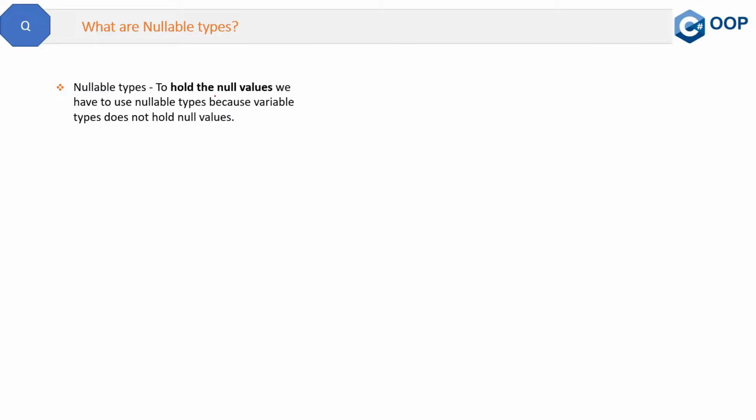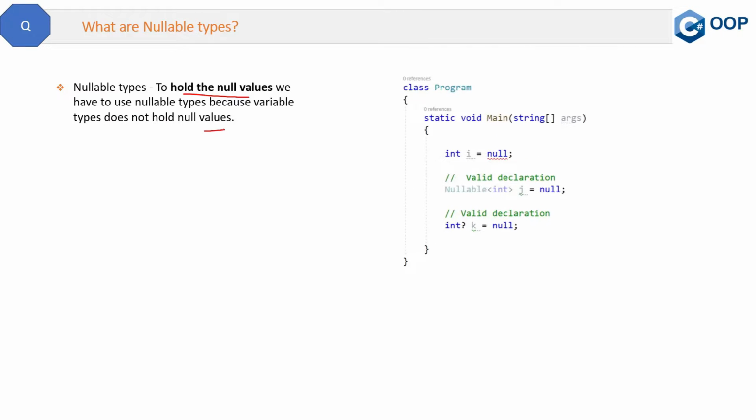To hold the null values, we have to use nullable types. So it's short and simple: to hold the null values, because value types do not hold null values. Let me show you the code also.